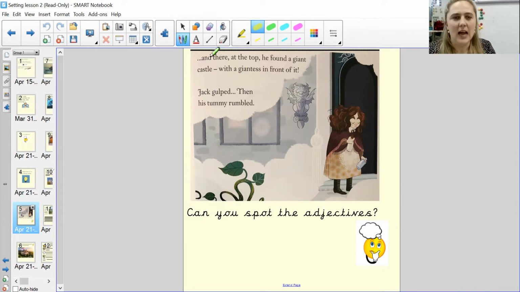Shall I read it again? And there, at the top, he found a giant castle. Oh my goodness, the adjective is giant. Well done if you got that.